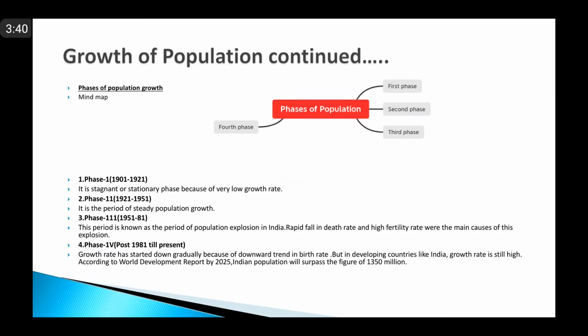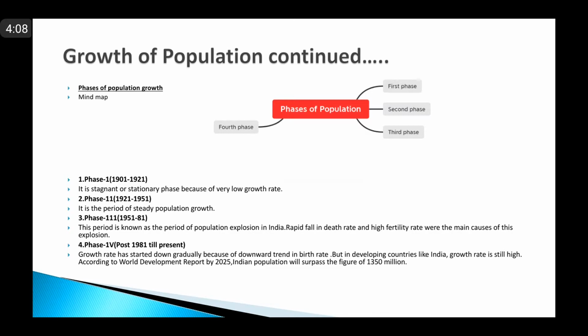And the increase in population of this period is thus termed as mortality induced growth. Keep it in mind. The increase in population of this period is termed as mortality induced growth. Okay. Now the rapid decline in death rate was the result of what? Everyone must be knowing.